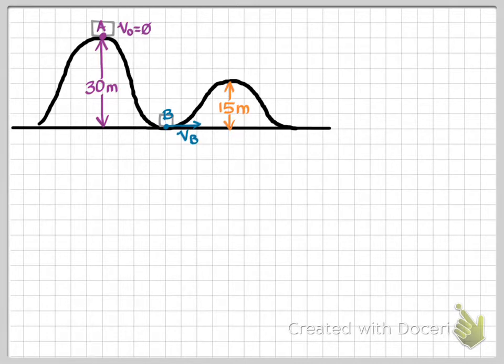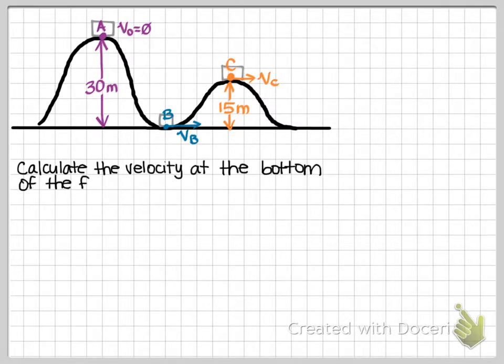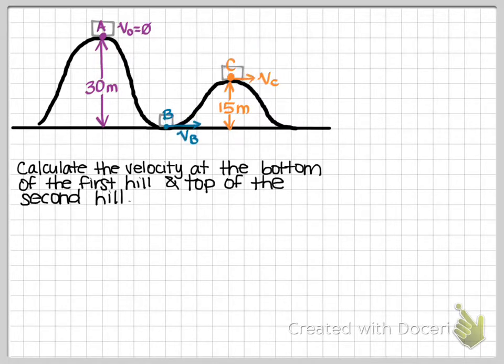And then our third and final point we'll look at will be at the top of the second hill, which we'll call point C. And again, the roller coaster will be moving there with a velocity, which we'll call velocity at point C. Okay, so what we want to solve for in this problem are these two right here. So we want to calculate the velocity at the bottom of the first hill, point B, and the top of the second hill, which would be point C. Now we're going to do this using conservation of energy, so it's also important that we say that we're going to neglect friction, so we won't be losing any energy to heat or anything.